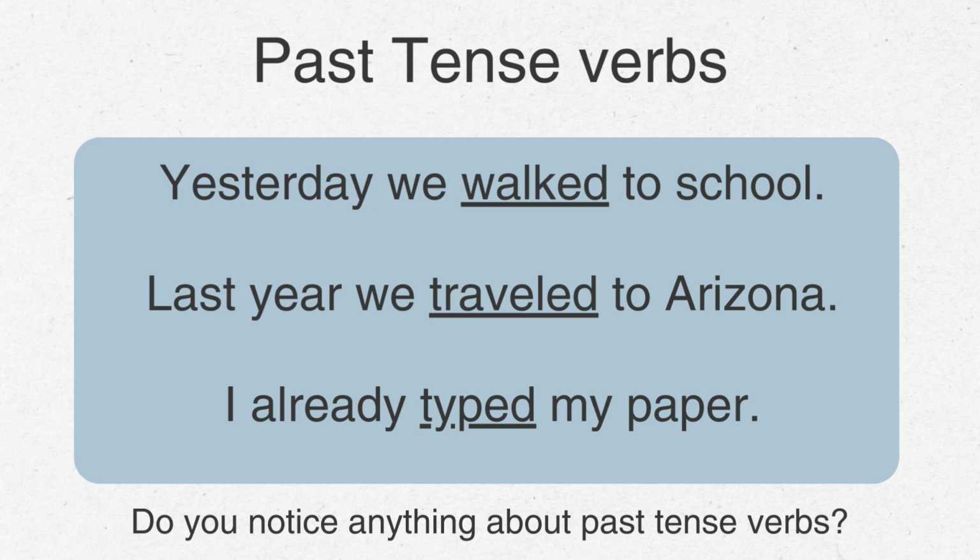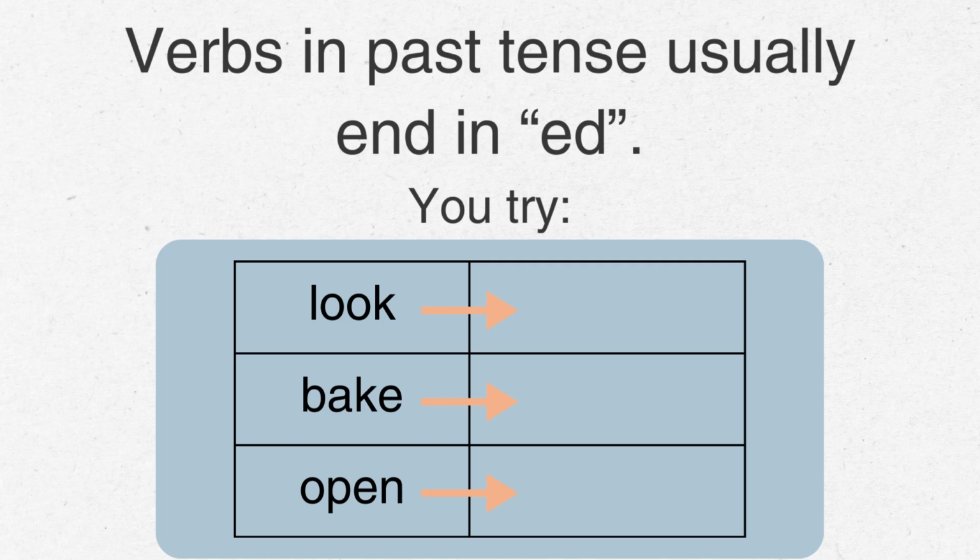Do you notice anything about past tense verbs? Verbs in the past tense usually end in the letters ed. I want you to stop and think. Think about the word look. If I describe something in the past with look, what would the verb be? What about if bake is in the past? What would the verb be? And if open is in the past, what would the verb be?